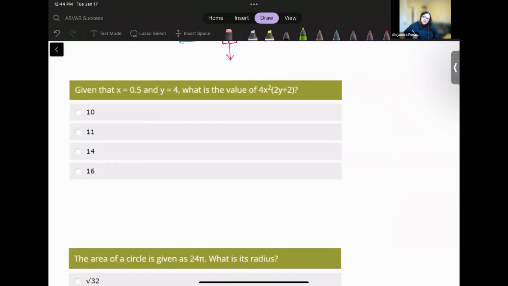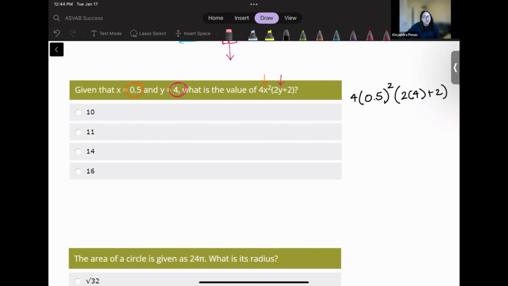So the next one says that given that x is equal to 0.5 and y is equal to 4, what is the value of 4x squared times 2y plus 2? Well, we're going to just substitute here. Anywhere I see x, I'm going to put 0.5, and anywhere I see y, I'm going to put 4. So let's rewrite this problem. We're going to have 4 times 0.5, taken to the second power, times 2 times 4 plus 2.